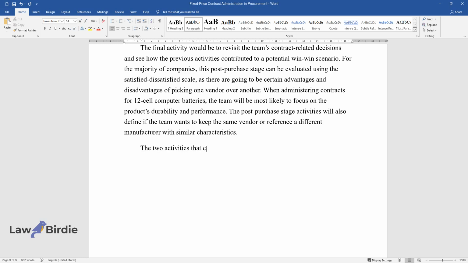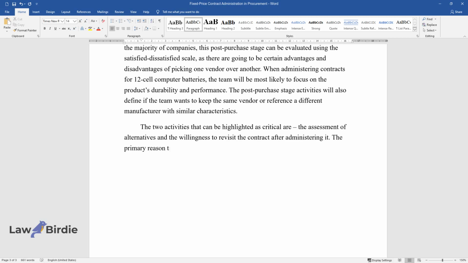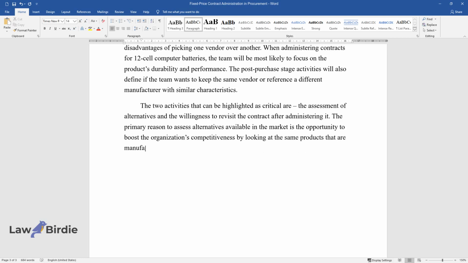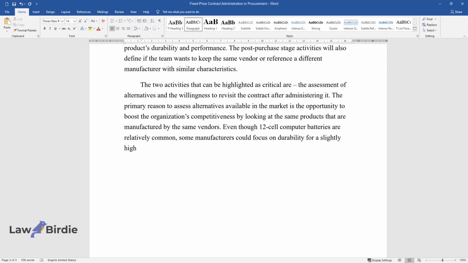The two activities that can be highlighted as critical are the assessment of alternatives and the willingness to revisit the contract after administering it. The primary reason to assess alternatives available in the market is the opportunity to boost the organization's competitiveness by looking at the same products that are manufactured by the same vendors. Even though 12-cell computer batteries are relatively common, some manufacturers could focus on durability for a slightly higher price, and other manufacturers would prioritize lower prices over product quality.